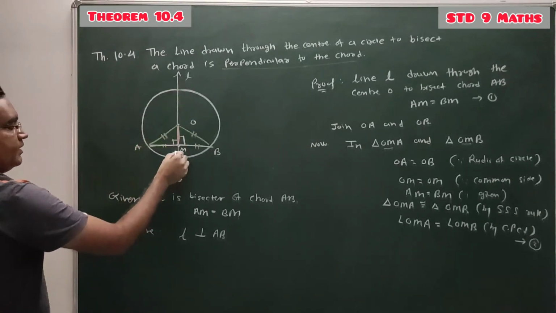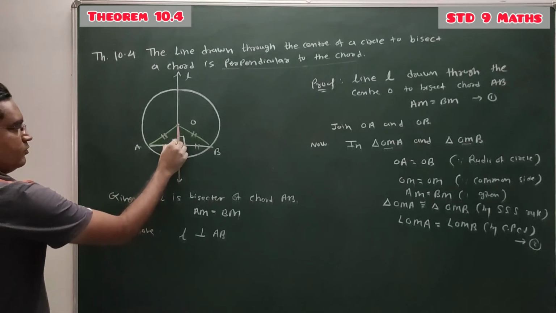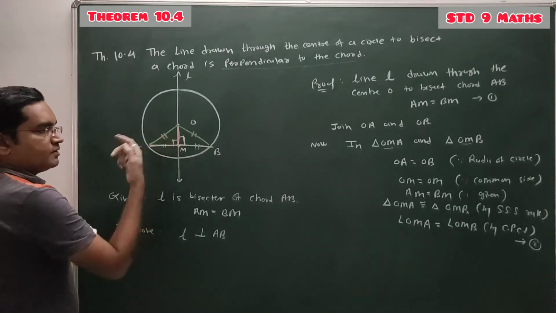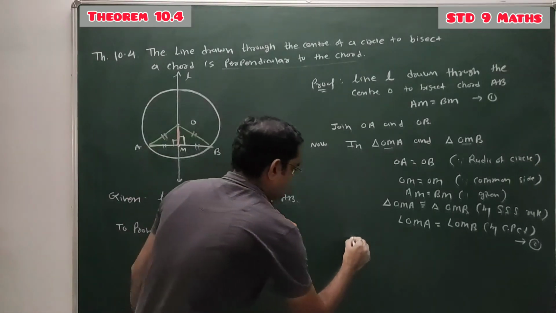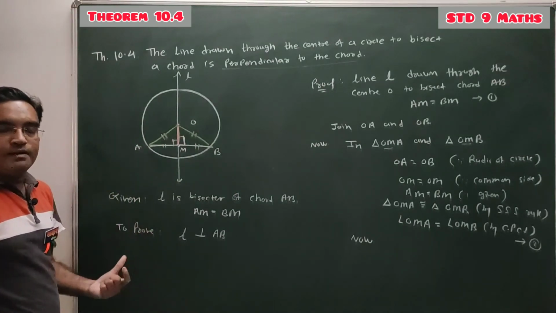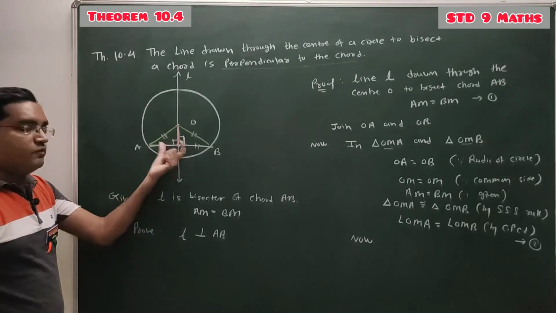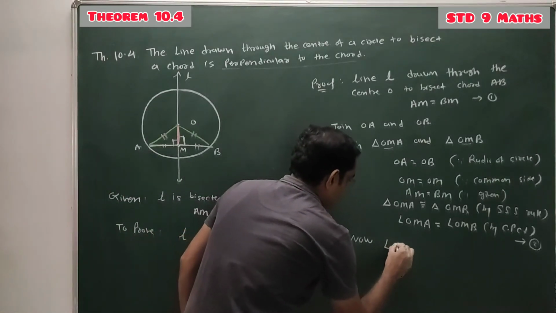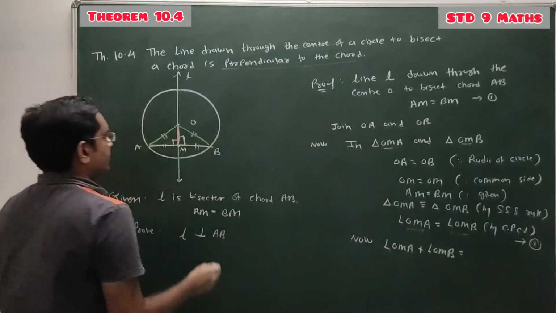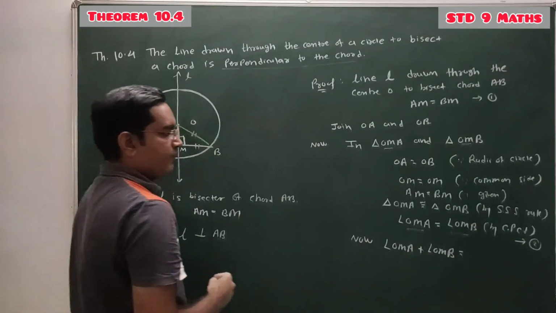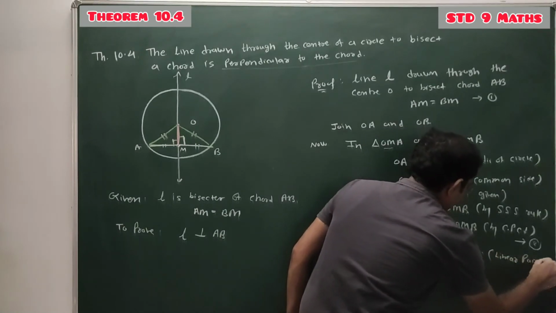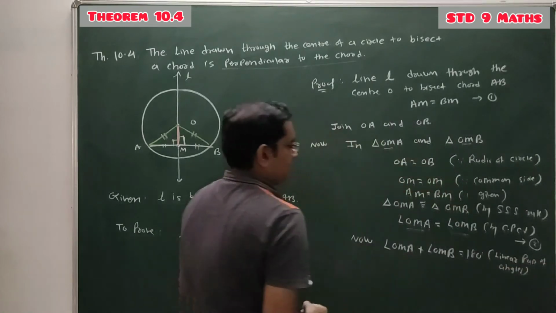But we have to prove this line L is perpendicular to AB. For that we have to prove the measure of these angles is 90 degrees. So now here you can see that these two angles are a linear pair of angles and both measures are equal. So now these two equal angles are a linear pair of angles, and linear pair of angles are supplementary angles. Supplementary angle means the sum of the measures of these two angles is 180 degrees. So we can write angle OMA plus angle OMB, these two angles are a linear pair, and therefore the sum of their measures is 180 degrees.